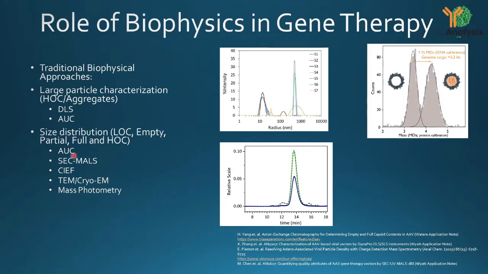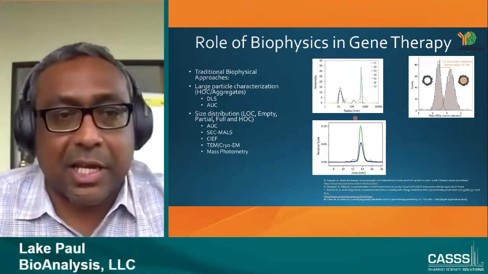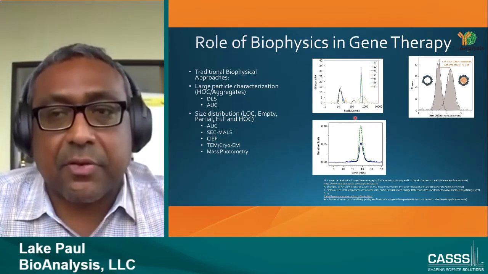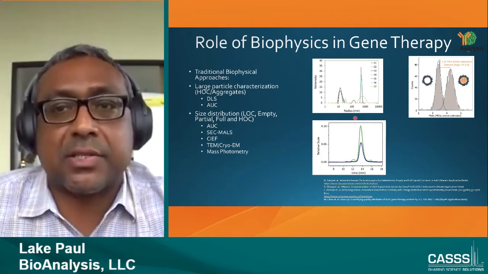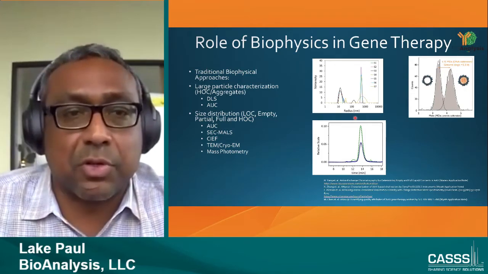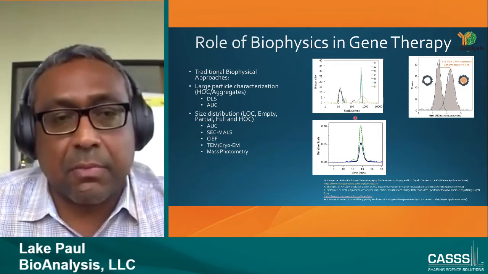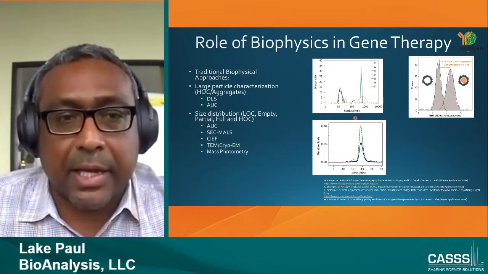Now, other techniques such as CIEF, cryo-EM, and TEM, and then most recently we have mass photometry. These techniques also provide some really good initial estimations of your empties and fulls, but again, suffer from the resolution that you will get with AUC. They're very easy to use, well, probably not cryo-EM that much, but it is very good for the initial pass to get your size distribution. It does miss some information, but you can always back it up with AUC.